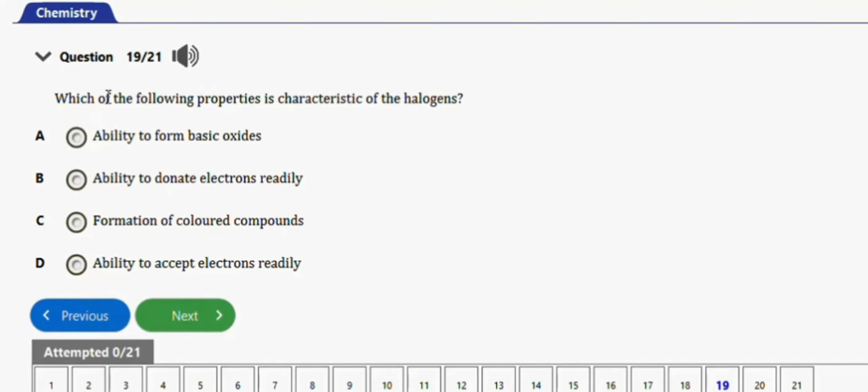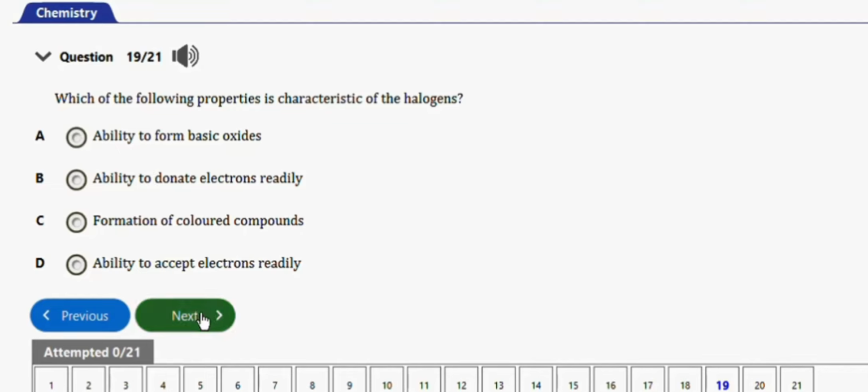The next repeated question will be this one. It says which of the following properties is characteristic of the halogens? So we have option A, ability to form basic oxide; ability to donate electrons readily; formation of colored compounds; ability to accept electrons readily. So guys, the right option in this question would be option D, ability to accept electrons readily. That's it for this question.